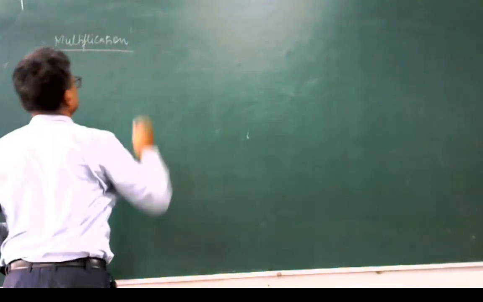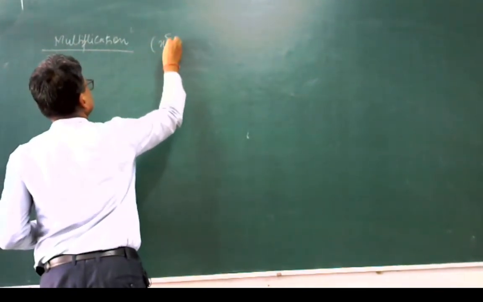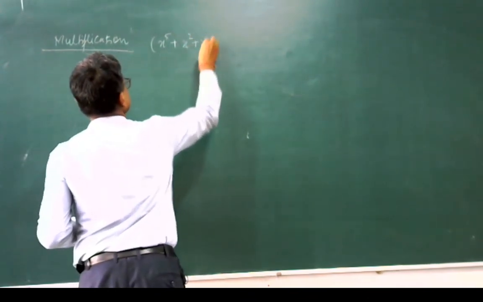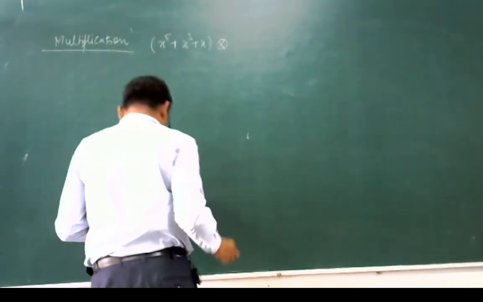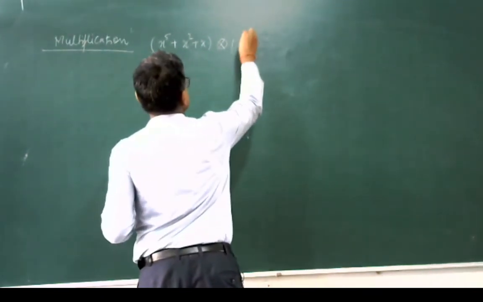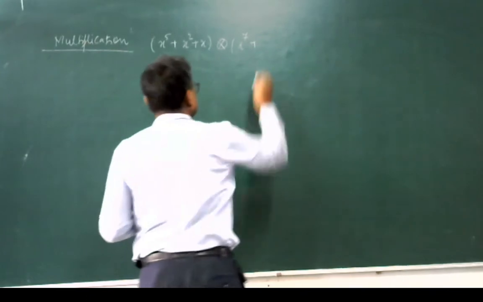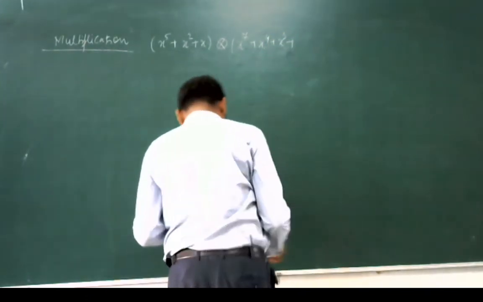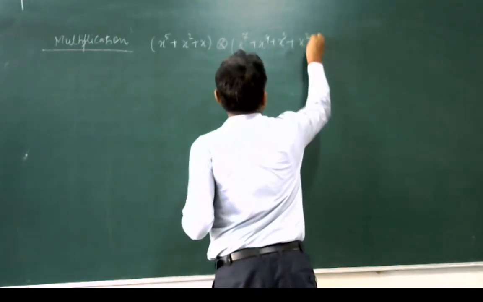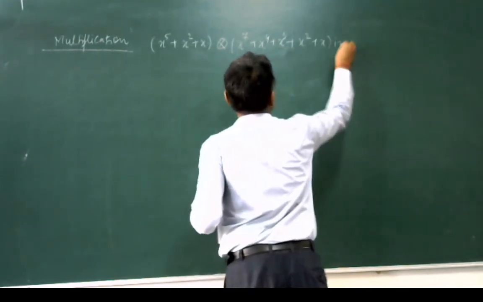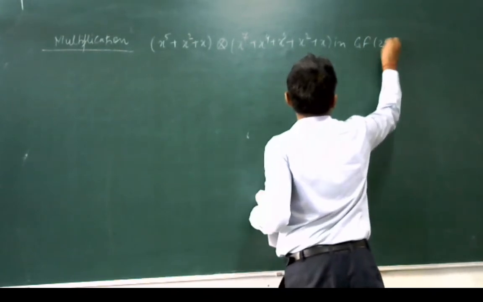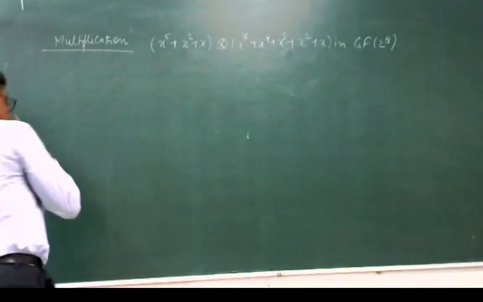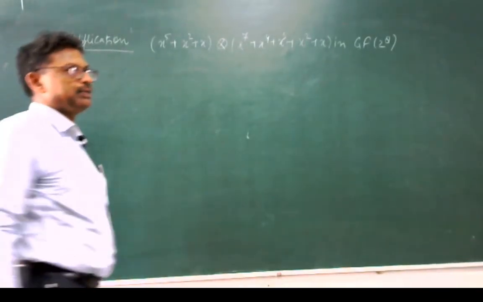Suppose we have to do the multiplication of x to the power 5 plus x square plus x, with x to the power 7 plus x to the power 4 plus x to the power 3 plus x square plus x in GF(2 to the power 8). So how is the multiplication done?